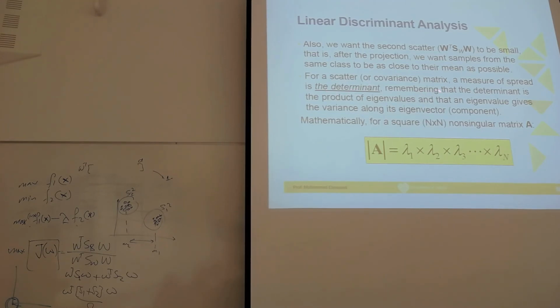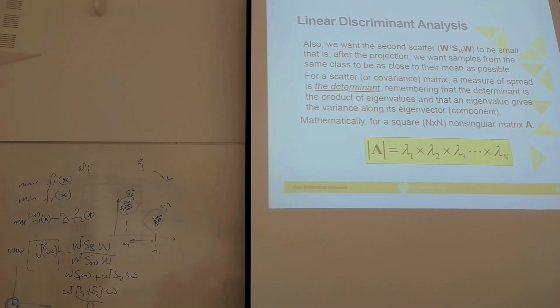For a scatter covariance matrix, the measure of the spread here is not variance. Usually we have the variance to measure the scattering in the case of a single element, but in the case of a matrix, we use the determinant as the way to measure the spread of the elements. So we need to maximize the determinant in order to maximize the scattering, or minimize the determinant in order to minimize the scattering. Okay, what is the determinant?